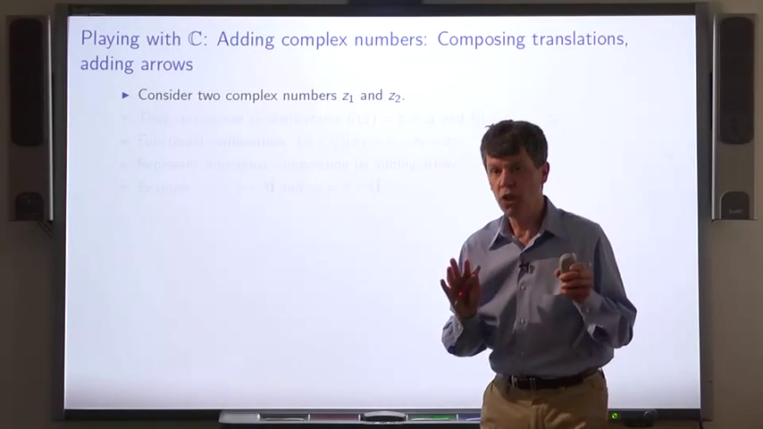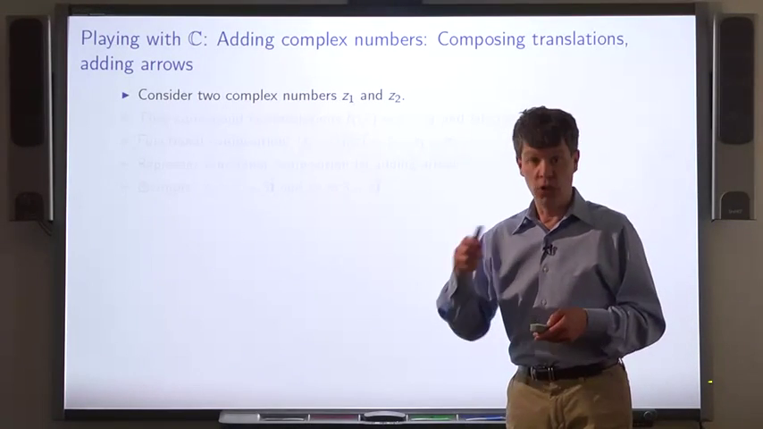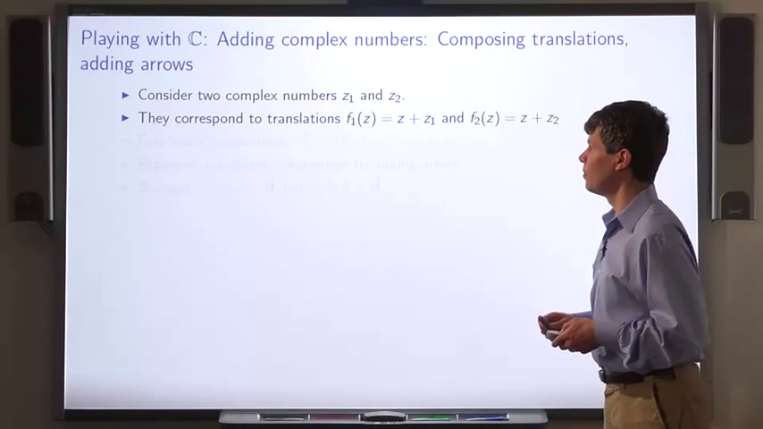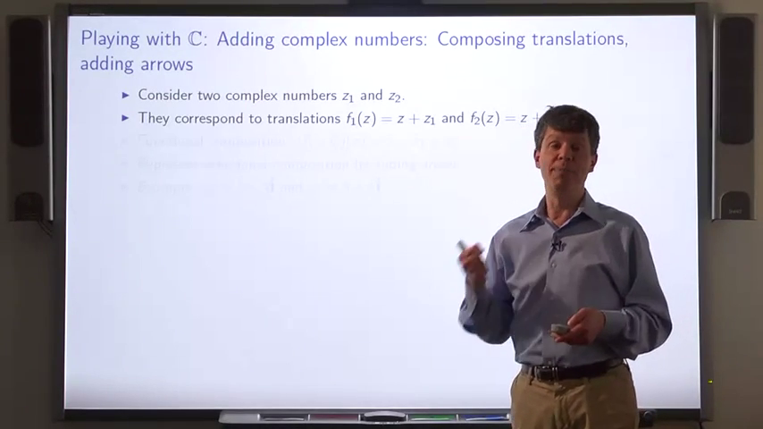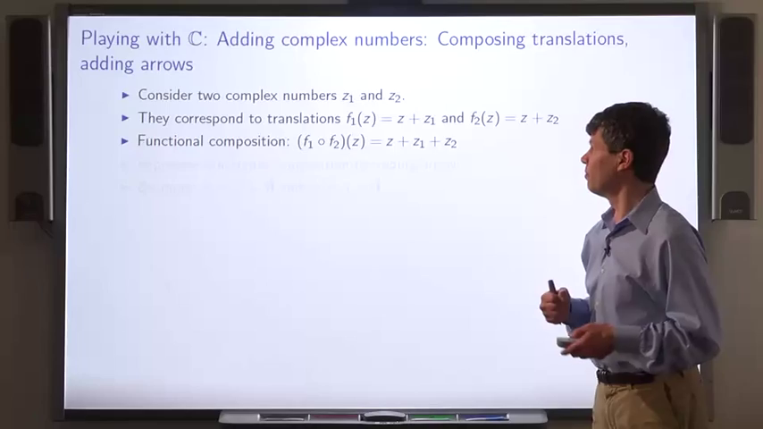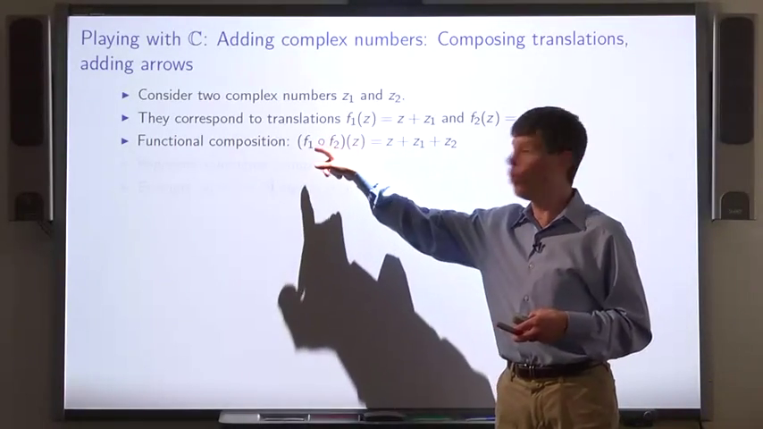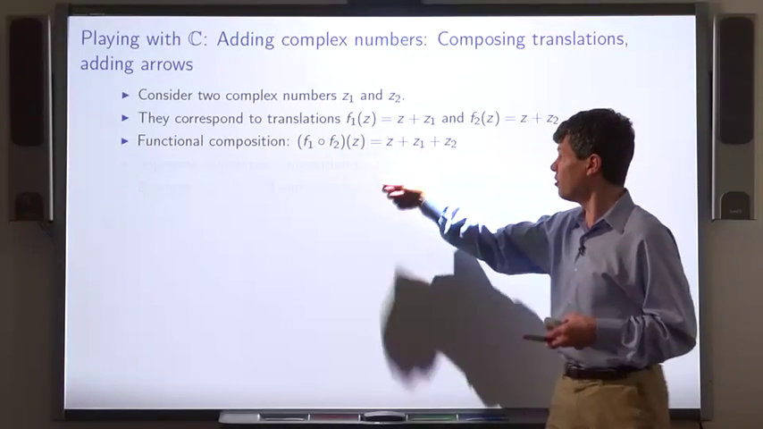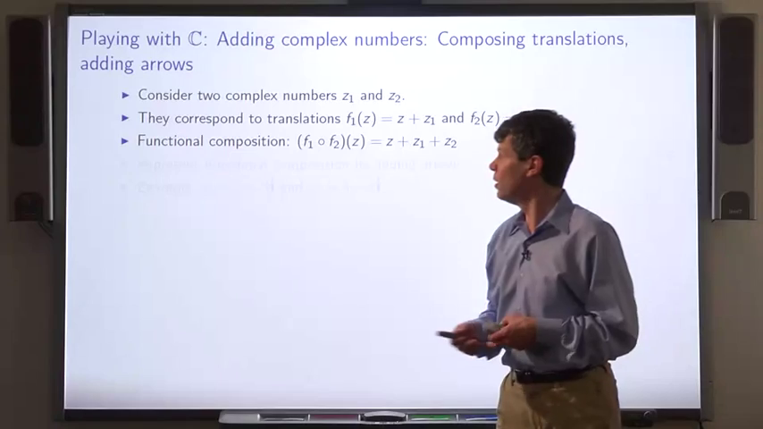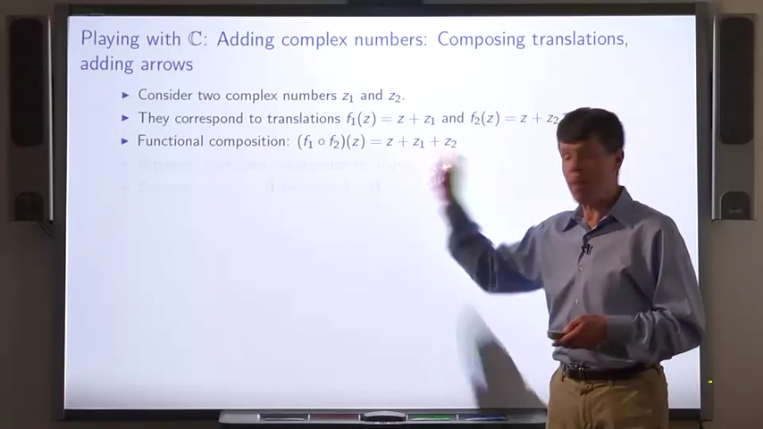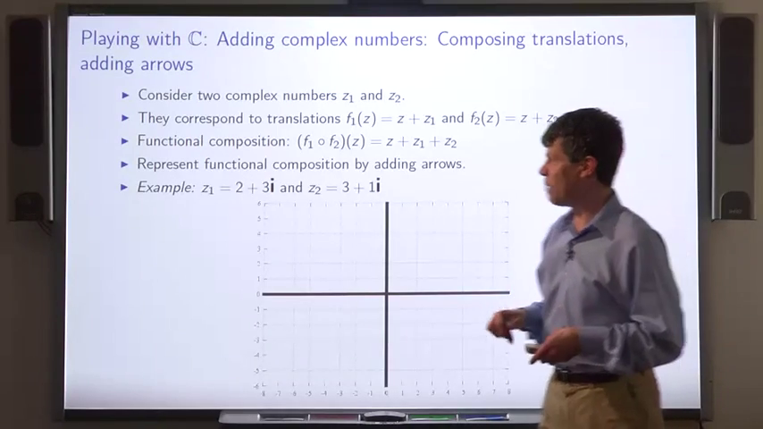Now, consider two complex numbers. Each of them corresponds to a translation. Let's take the functional composition of those two translations. So first we apply F2 to the input, then we apply F1. That's the same as adding first Z2 and then Z1. So we can represent functional composition by adding arrows. Here's an example.